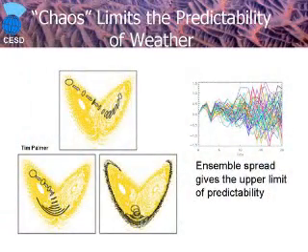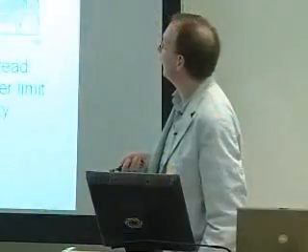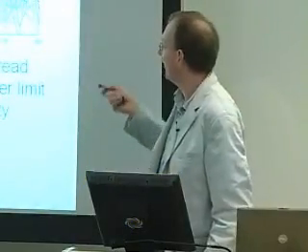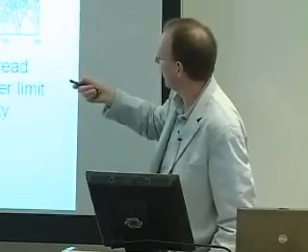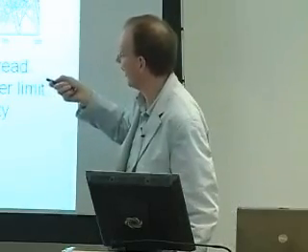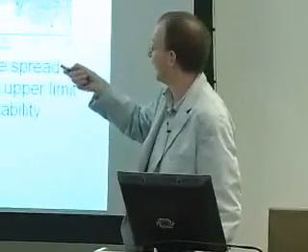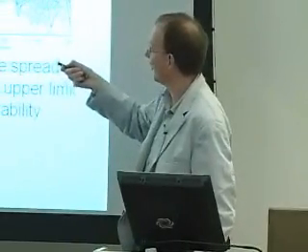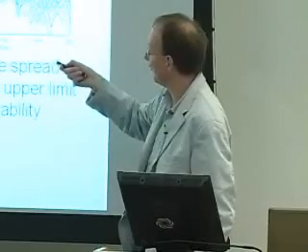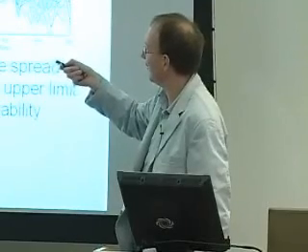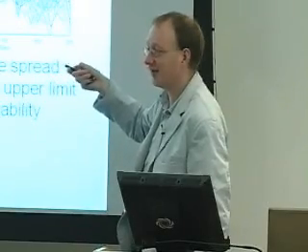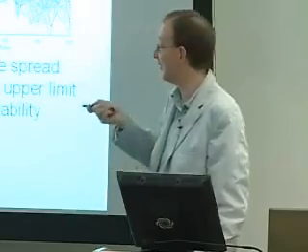So, okay, I talked briefly about chaos when I began. Chaos limits the predictability of weather. Here is an example of this for a very simple set of equations of motion, which are vaguely relevant to climate. Here's one where you start out with a set of initial conditions, and they track forward in time, and they kind of stay together. So that's one where you've got some good predictability.